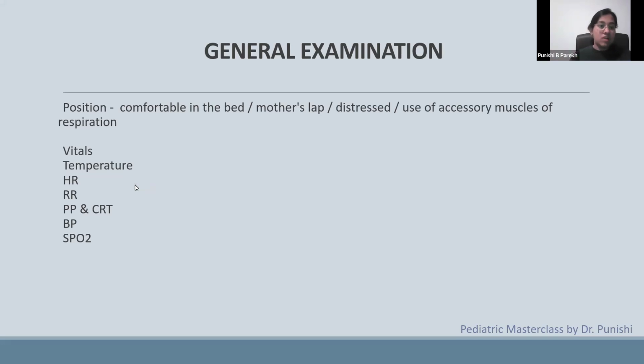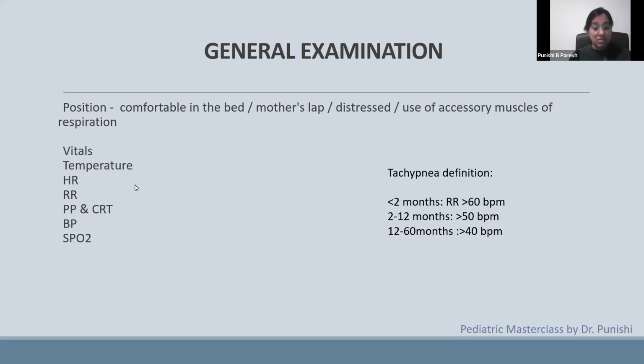So temperature, heart rate, respiration, peripheral pulses, capillary refill time, blood pressure, and saturation. Now, how do we define tachypnea? Tachypnea definition varies as per age. So a child who's less than 2 months of age, if he has a respiratory rate of more than 60 breaths per minute, that is suggestive of tachypnea. 2 to 12 months, respiratory rate more than 50, and 12 months to 5 years, respiratory rate of more than 40 is suggestive of tachypnea.